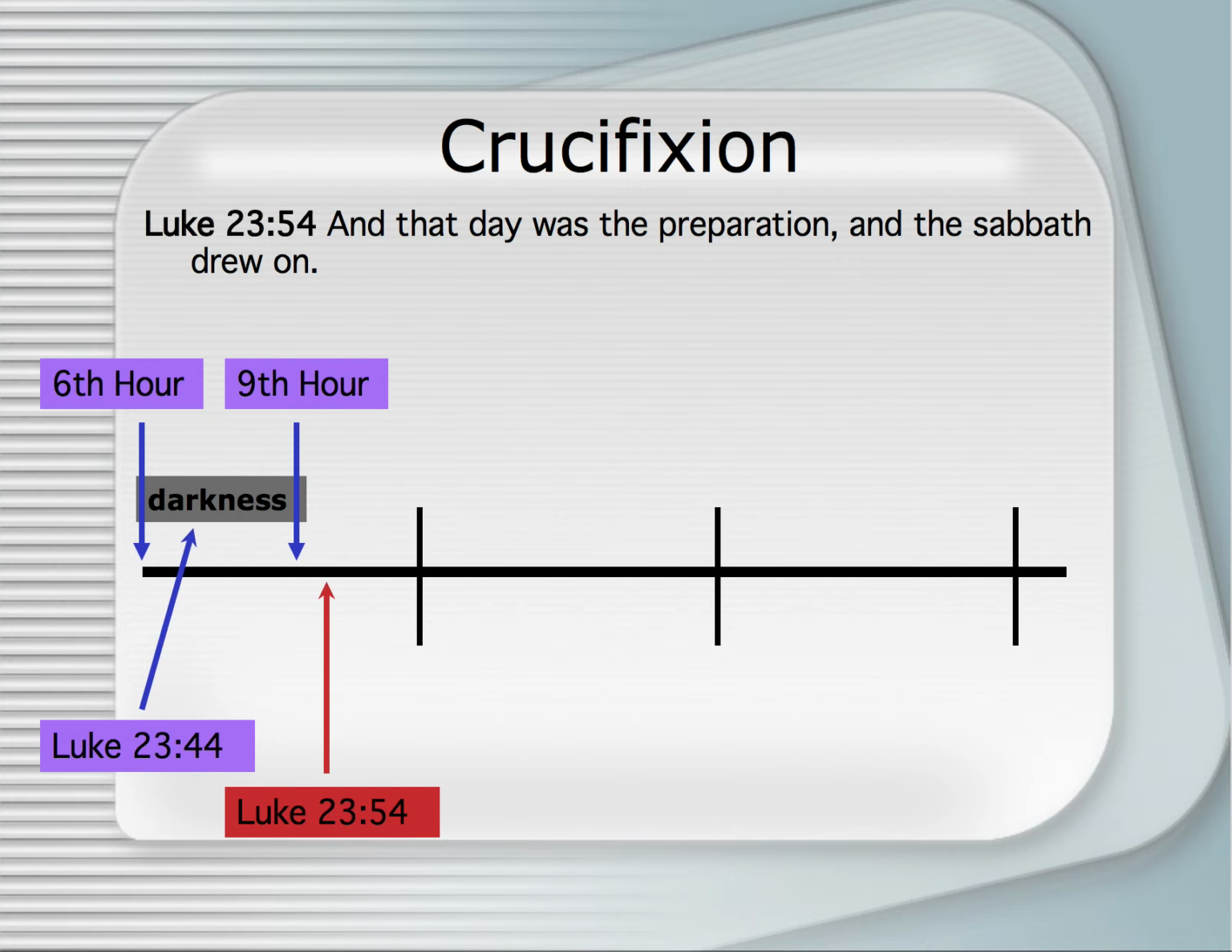Luke 23:54, and that day was the preparation and the Sabbath drew on. The preparation, the day before the Sabbath, is when the crucifixion took place. So the 6th hour was when Christ was crucified. We would call that noon, 12 noon. And then Luke 23:44 says it was about the 6th hour, and there was darkness over the whole earth until the 9th hour, 3 p.m.